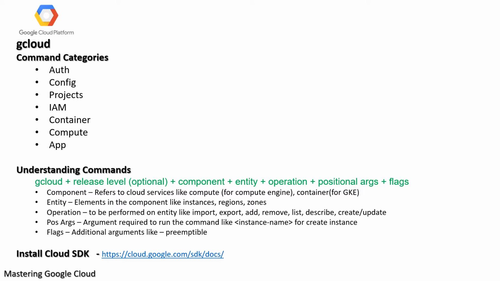To understand how the command is formed, you have gcloud, then release level, which is optional, then component, which refers to the compute service for compute engine, container for GKE, app for app engine. Then you have entity, which refers to the instances, regions, zones. Then operation, which is actually what needs to be performed on that entity, like import, export, add, remove. Then positional argument, which is actually the name, for example, instance name for create instance. And finally, the flag, which is like preemptible for the preemptible machines and things like that.